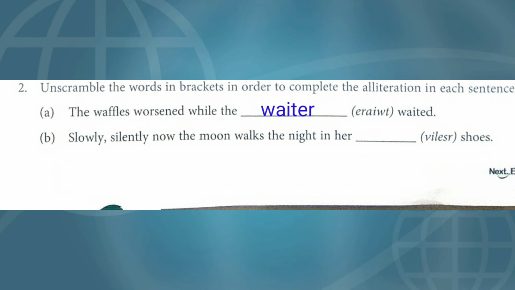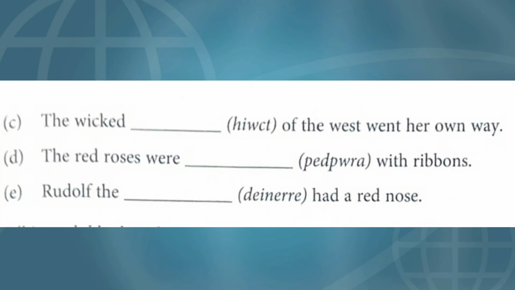Let me move to the next one. Slowly, silently, now the moon walks the night in her dash shoes. The answer is slowly, silently, now the moon walks the night in her silver shoes. So now let's move to the third question. The wicked dash of the west went her own way. The answer is the wicked witch. The wicked witch of the west went her own way.